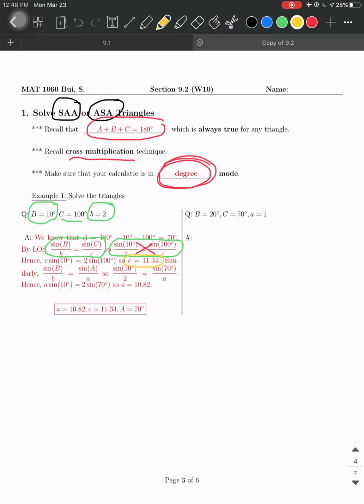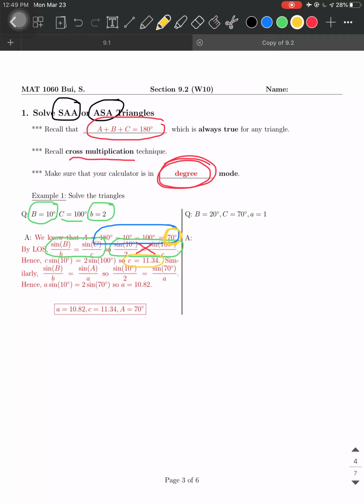We know c already, so we need to find big A and little a. Big A, in my opinion, is easier because we know the triangle sum, and we know big B and big C already. According to the triangle sum, everything adds up to 180. So big A will be 180 minus B minus C, which means 180 minus 100 minus 10. So big A would be 70 degrees.